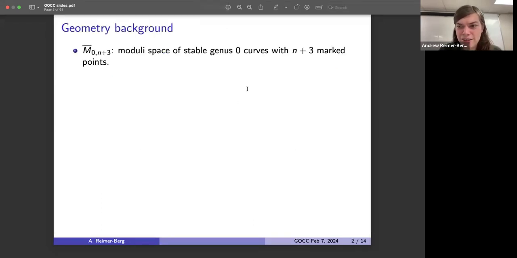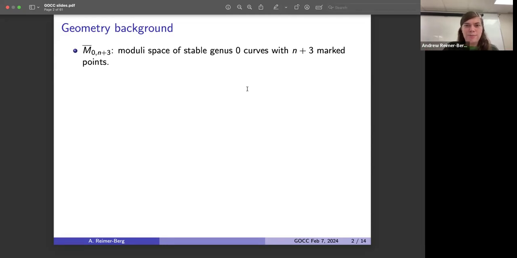Okay, and so I'll start with just a little bit of geometry background. The geometry is not that important for this talk. It is interesting, but it's not important. So if you don't know what any of these things are, don't worry about it. But if you are familiar, this will give some additional context.